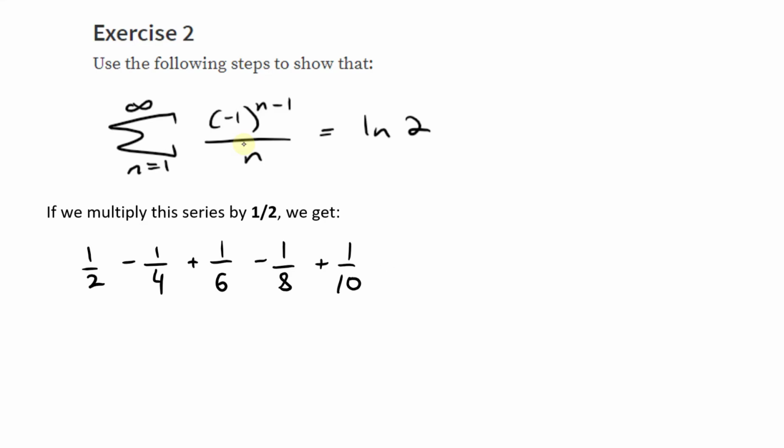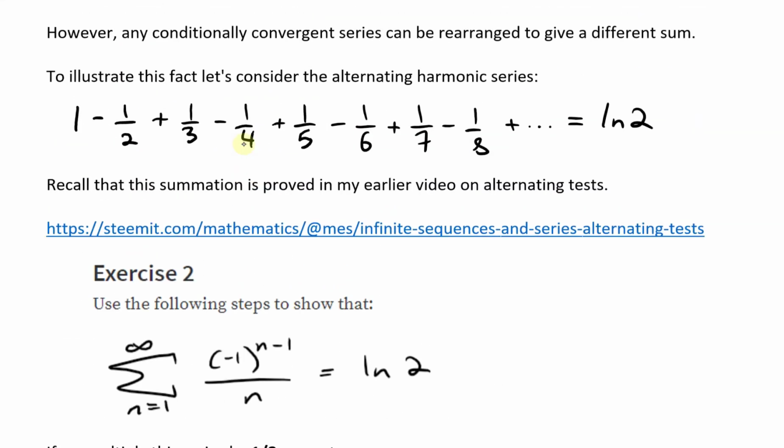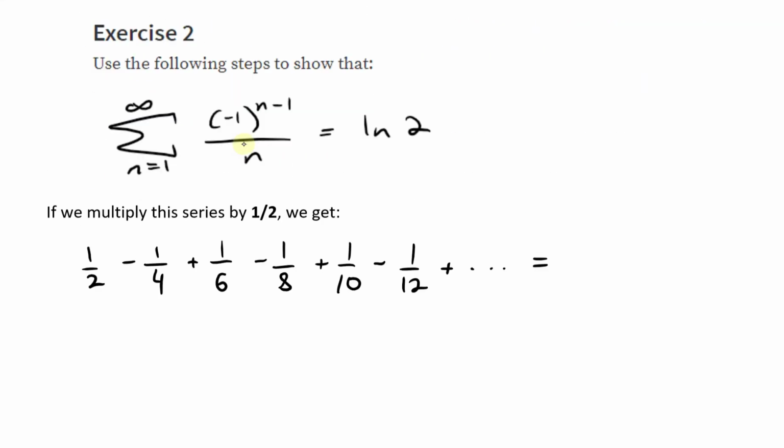Let's do one more subtraction: minus 1/12 plus dot dot dot. The original sum is ln 2. Now all we're doing is dividing the sum by 2, so we're not changing anything else. So this is going to be half of ln 2.